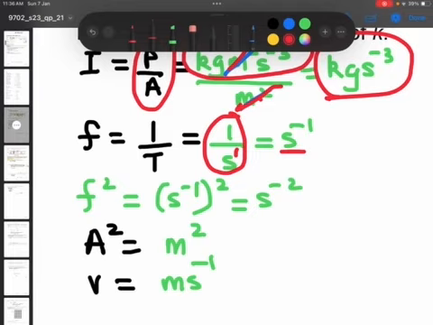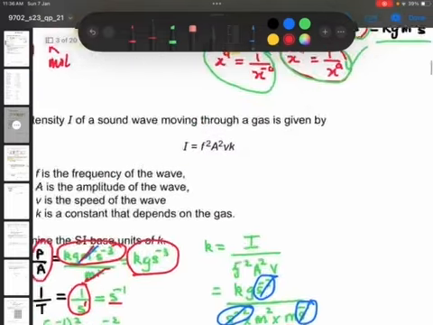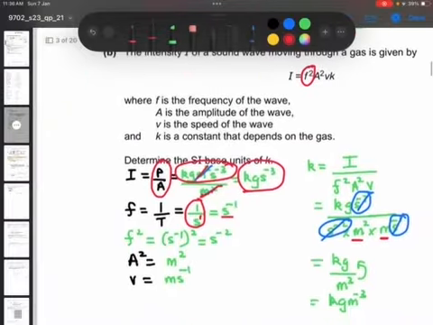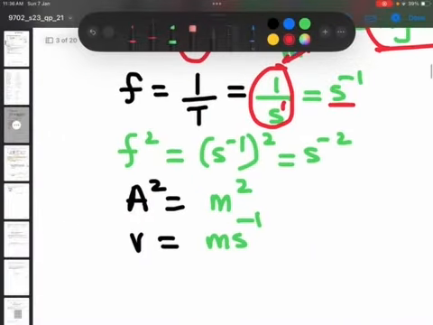But since we want to know the SI base units of f squared, frequency squared, we don't stop there. We then say, okay, since f was per second, f squared would be per second to the power of 2, which becomes s to the power of minus 2, like that.